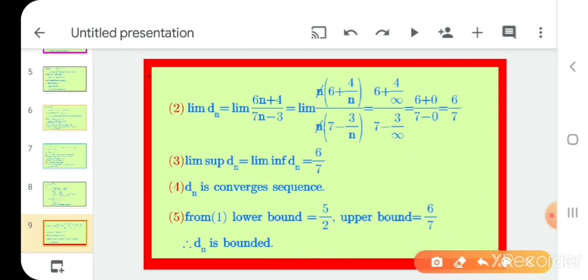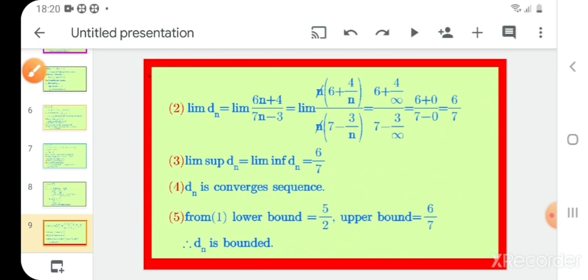Next, what we have to find here? Limit as n tends to infinity of (6n plus 4) by (7n minus 3). I take n common, so I get (6 plus 4 by n) by (7 minus 3 by n). Now I put n equals infinity: 6 plus 4 by infinity by 7 minus 3 by infinity. What is the value of 4 by infinity? 0. Similarly 3 by infinity is also 0. So the limit of dn is 6 by 7.